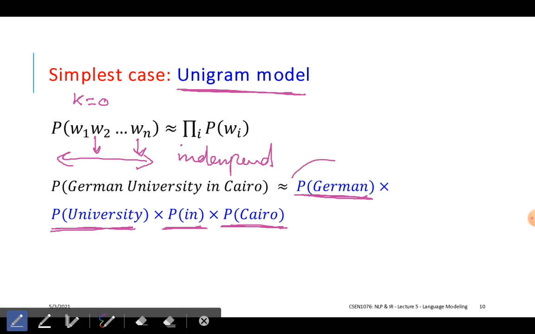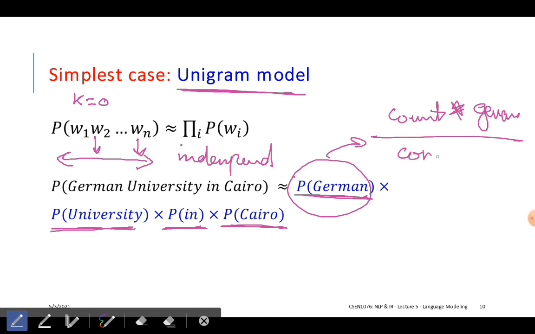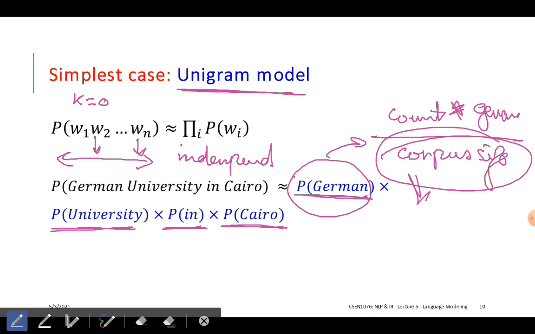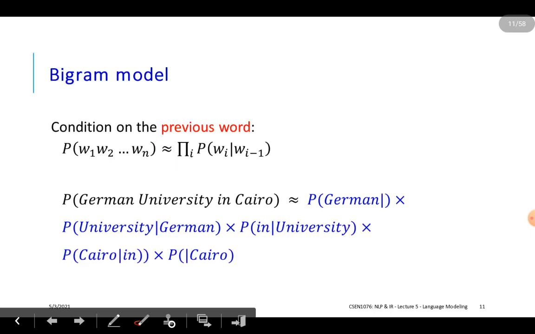Now, how do you compute the probability of each one? You just count the number of times each word appears over the corpus size. Very basic. Why do we divide by the corpus size? Because we don't have a prior. The prior is 0. A slightly better model is to use the bigram model.